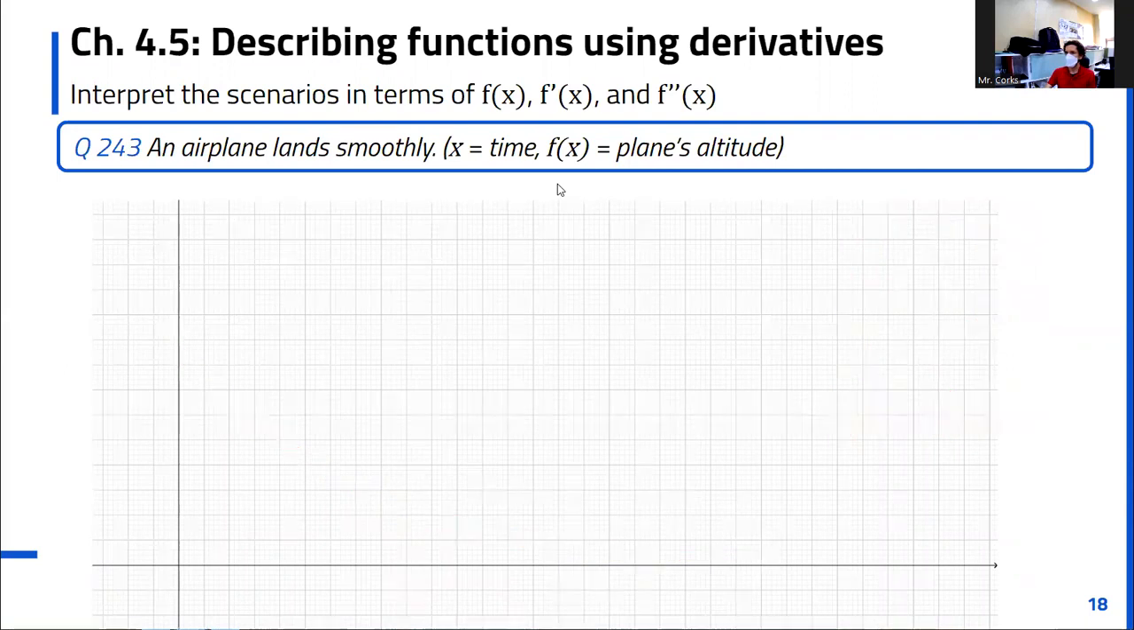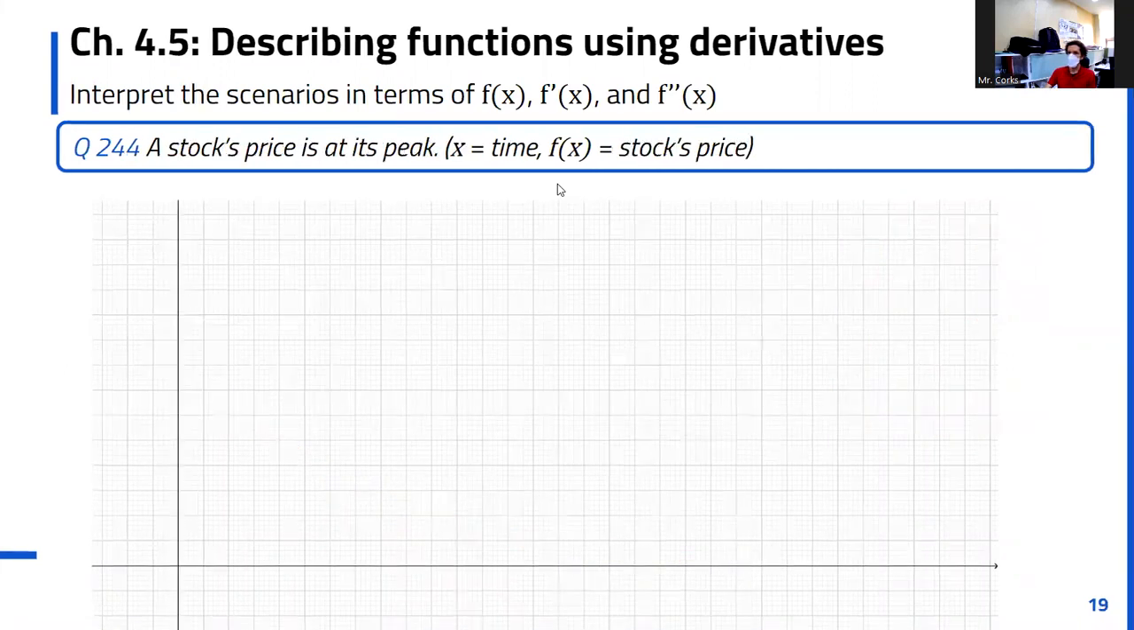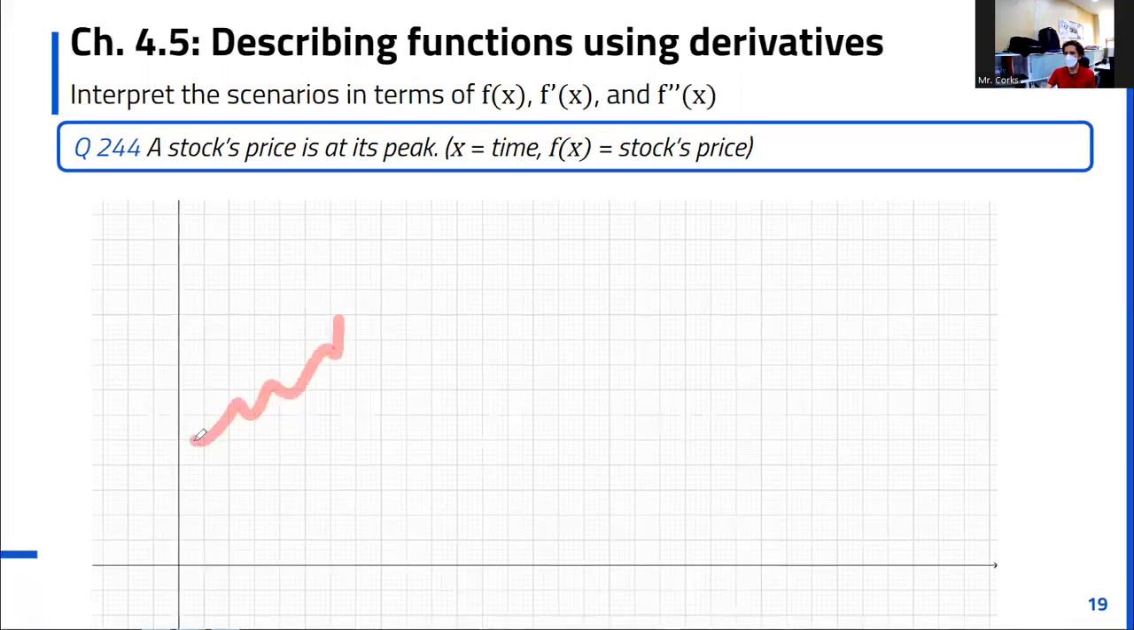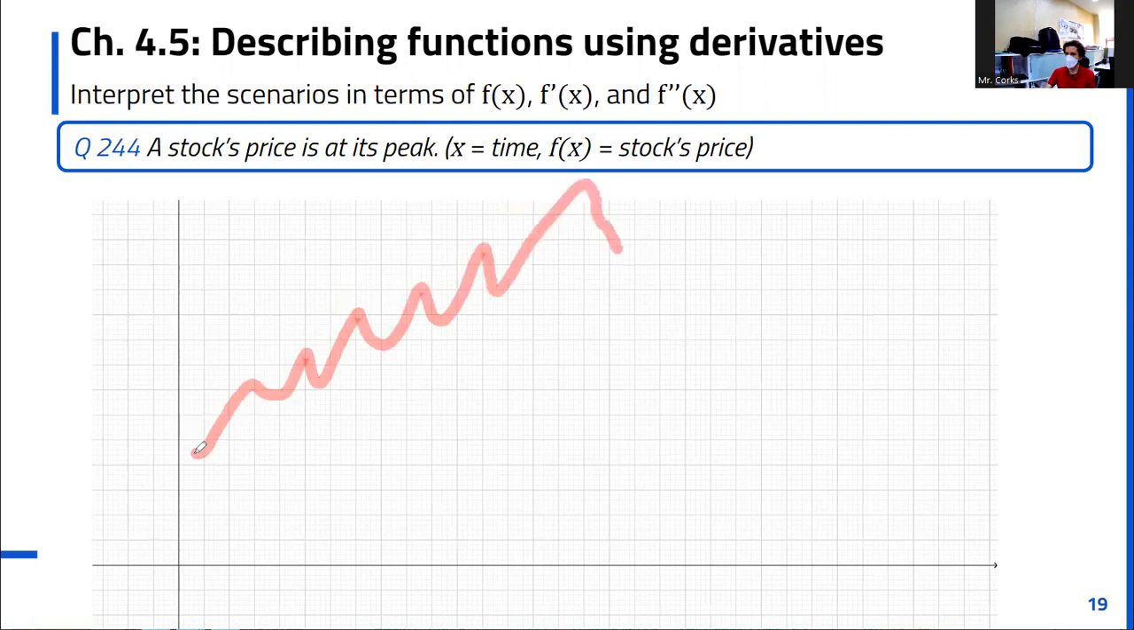Okay. Next one. A stock's price is at its peak. So at its peak, exactly. So stock prices go up, but then it hits some sort of peak here. And we want to know what is happening at that peak. Let's redraw that. So at this maximum point here, what's happening?